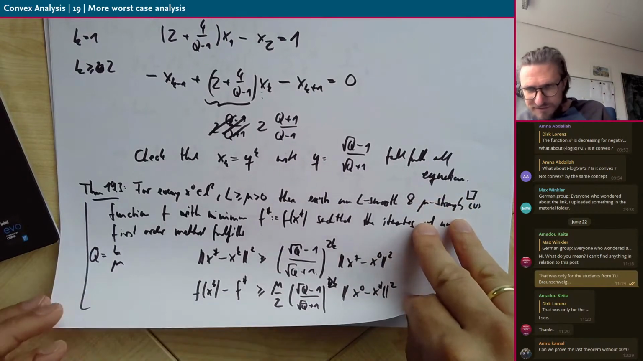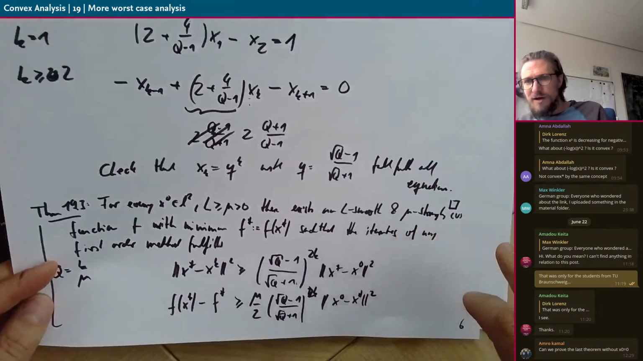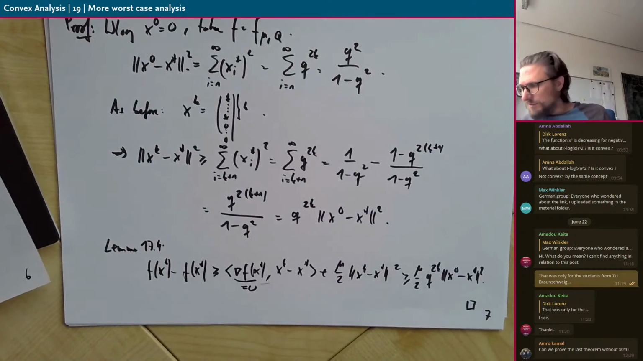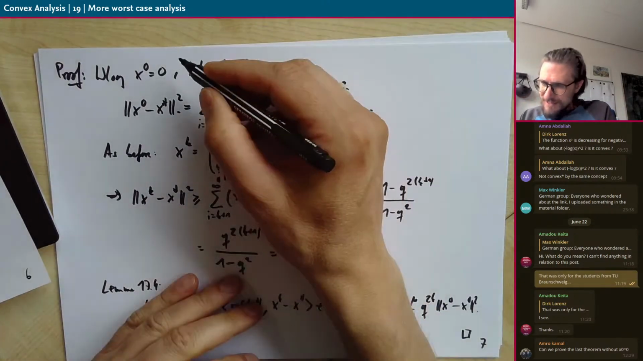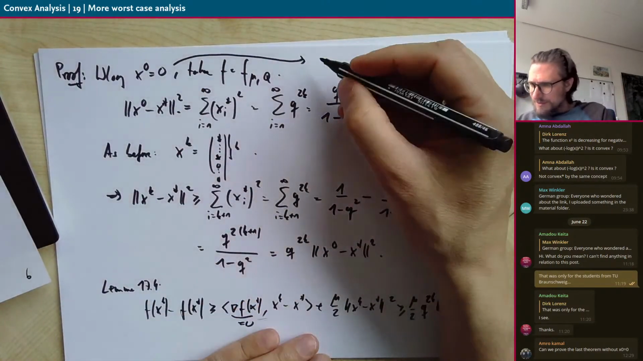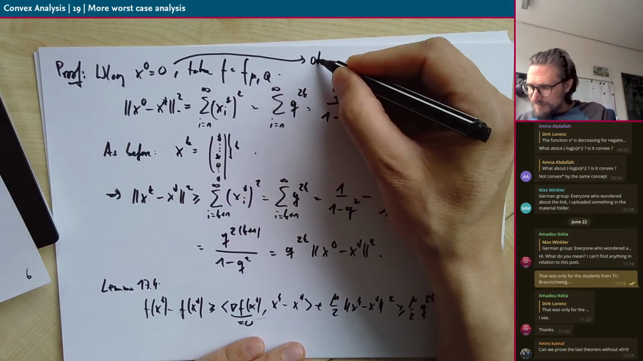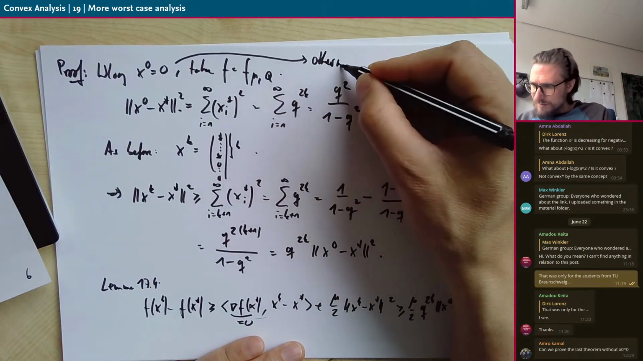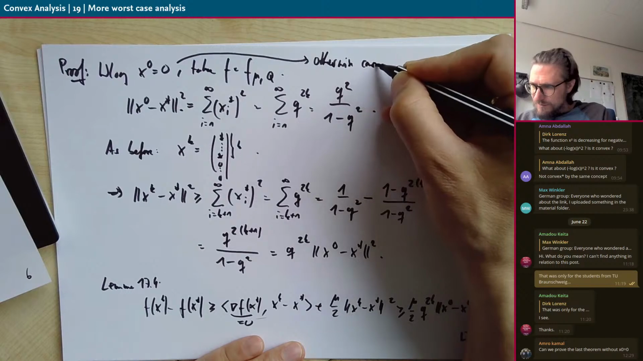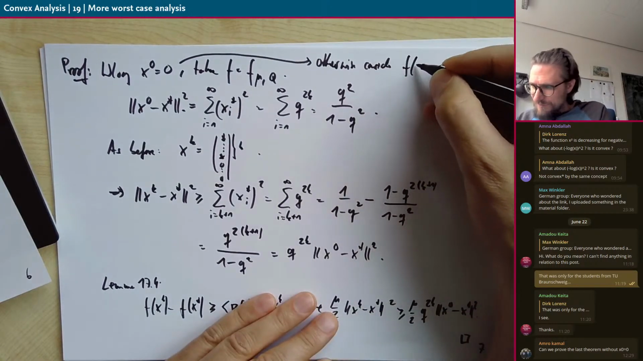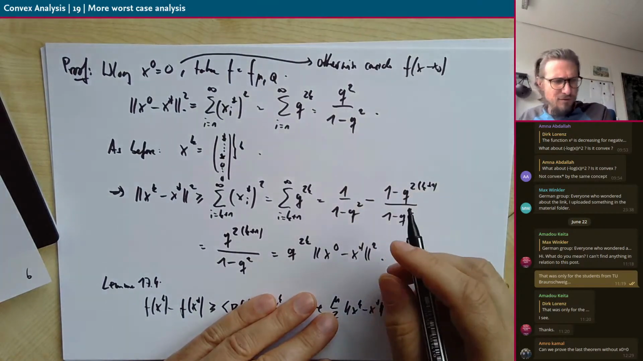Okay, and there's a question that asks, can you prove the last theorem without x0 equals 0? Okay, yeah. Somehow. Otherwise, just consider f of x minus x0.